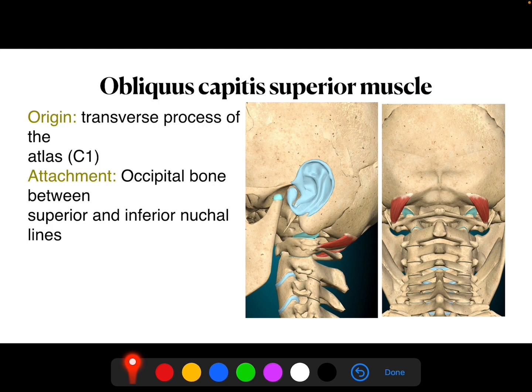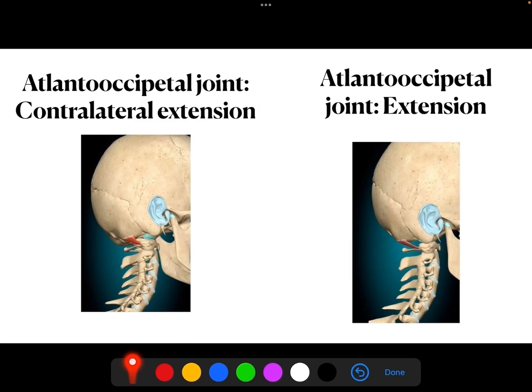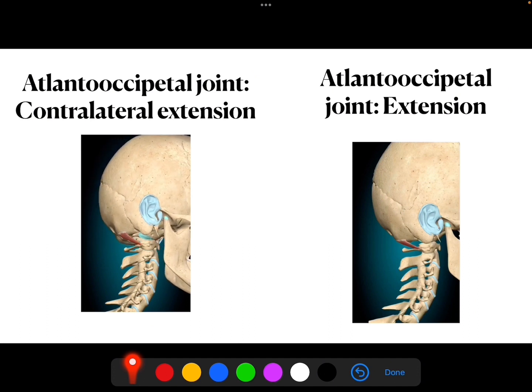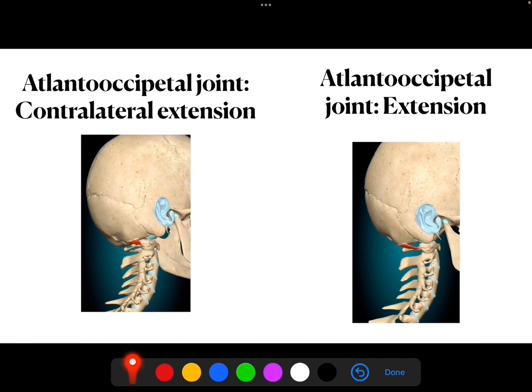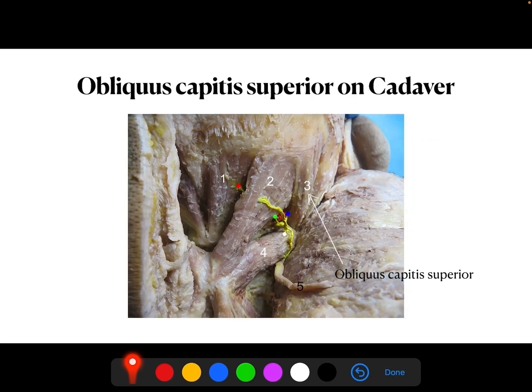Obliquus capitis superior muscle. It originates at the transverse process of the atlas, which is the first cervical vertebra, and attaches at the occipital bone between the superior and inferior nuchal line. Actions performed by this muscle are: contralateral extension of the atlanto-occipital joint, extension of the atlanto-occipital joint. This is what it looks like on the cadaver.